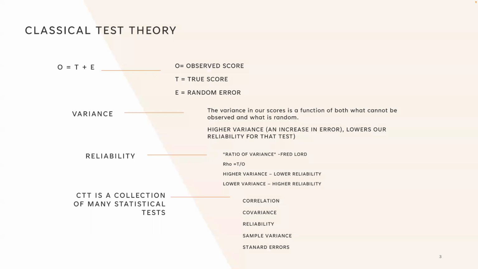Since variance is really at the core of this test, we take reliability into account because reliability is a ratio of variance. The higher the variance, the lower the reliability, and the inverse is also true. Classical test theory is a collection of many statistical tests, including correlation tests, covariance tests, reliability, sample variance, and standard errors. Now let's take a look at the data set.